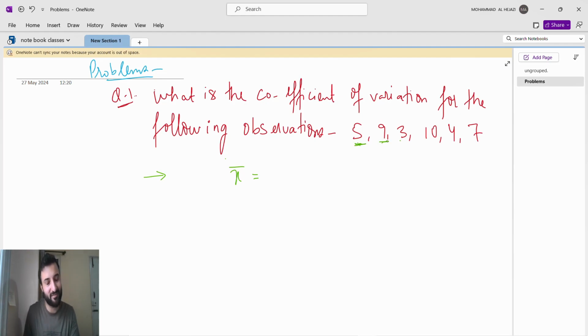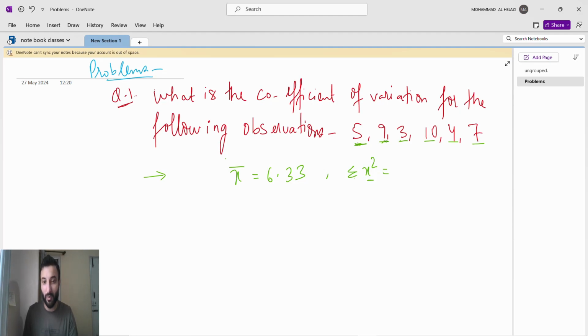5 plus 9, 14. 14 plus 3, 17. Plus 10, 27. Plus 4, 31. Plus 7, 38. 38 divided by 6 is 6.33. X bar is 6.33. Now we have to find the summation of x square. Summation of x square means we have to square each x and add.